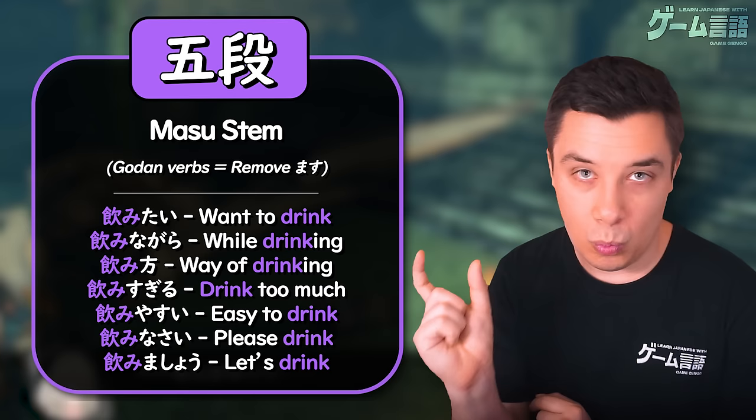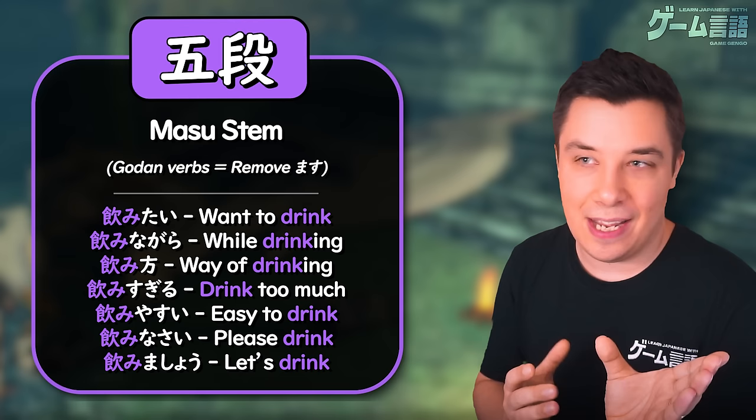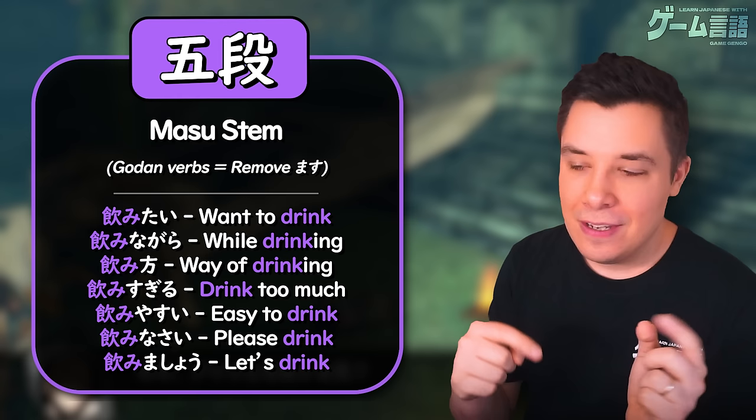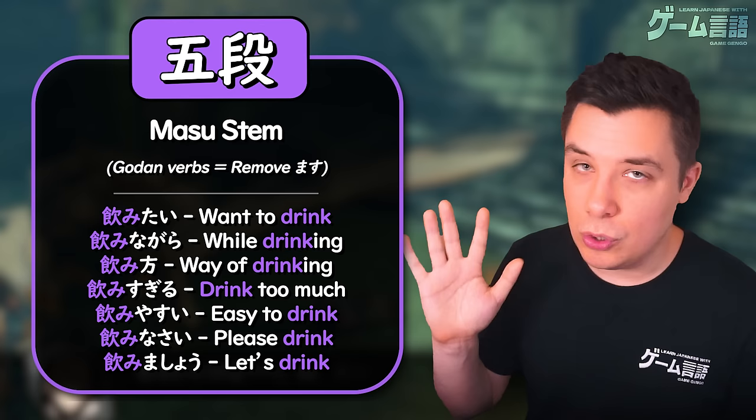Yomitai. You just use the masu stem with tai. Or like yasui, easy to do something. Yomiyasui, easy to read. So this masu stem is quite important to learn. Just remember, for godan verbs, turn it into the masu form and then drop masu. So you're left with just that i ending sound.